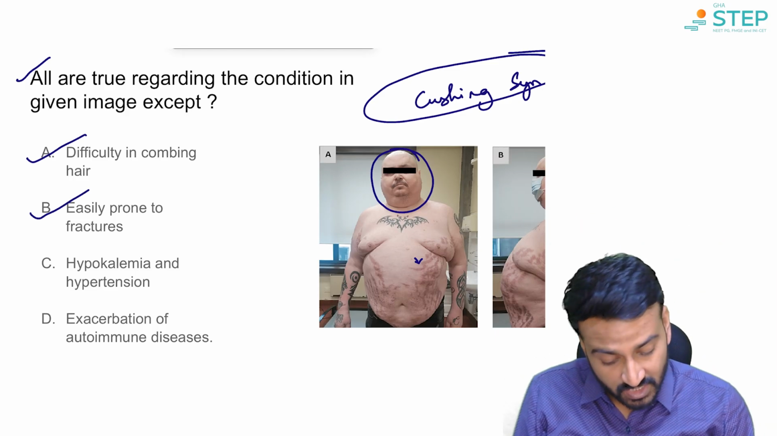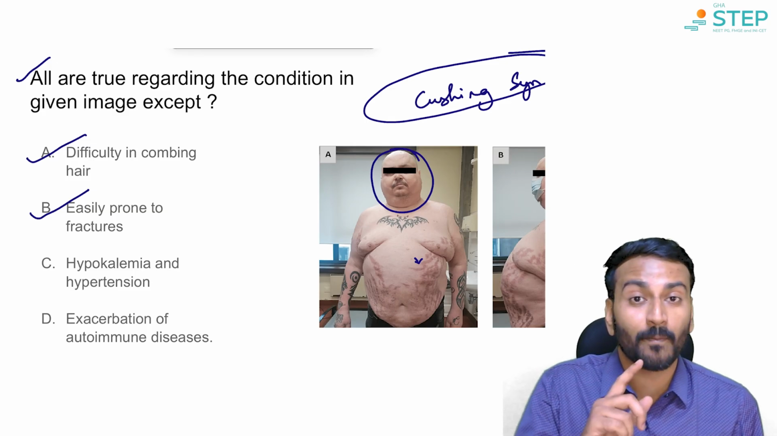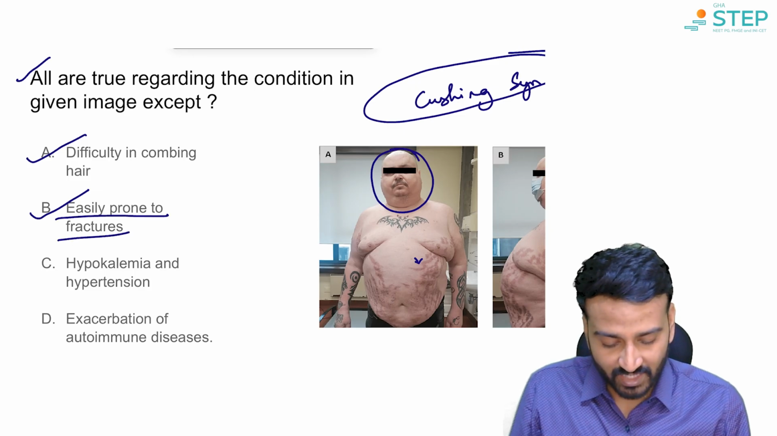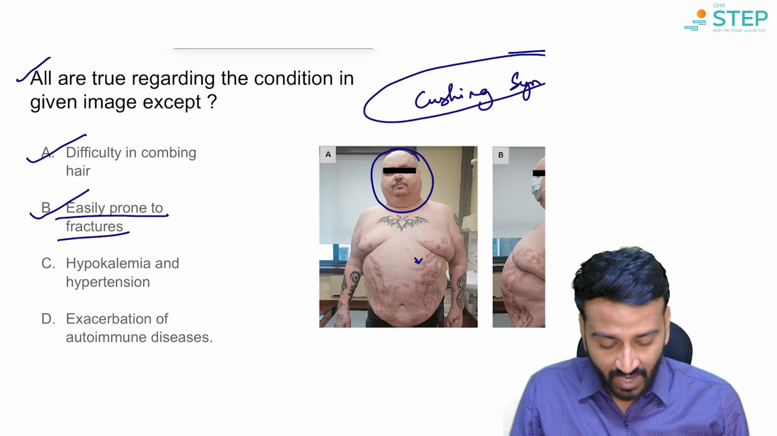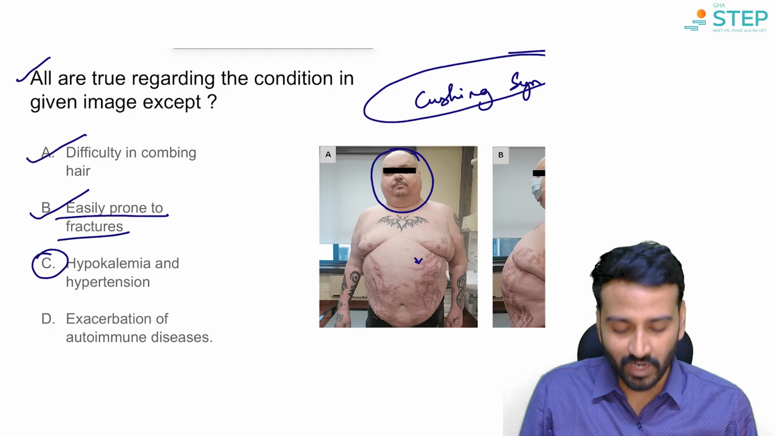Easily prone to fractures, yes. Increased osteoclastic activity while decreased osteoblastic activity lead to easily fracturable bones. And hypokalemia and hypertension. This cortisol has some mineralocorticoid action.